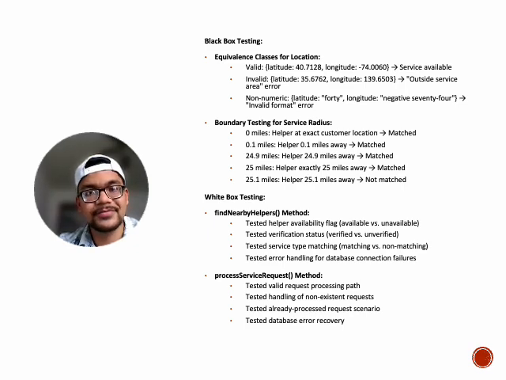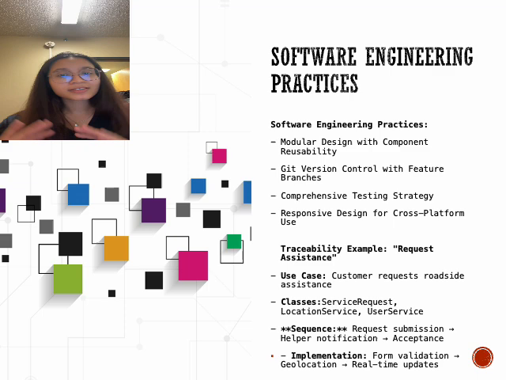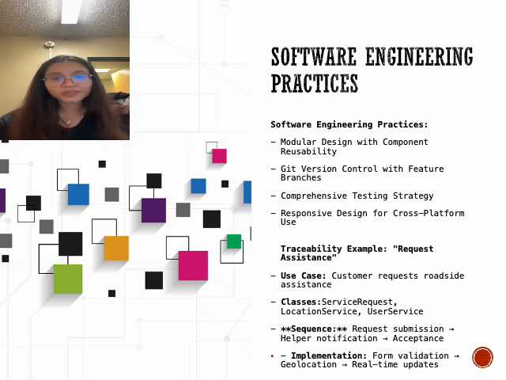Thank you. Now I'd like to talk about the software engineering practices. There are some good practices that we have learned throughout our class and implemented when we were making this app. The first would be modular design with component reusability. The second one would be Git version control with feature branches. Third, we also used a comprehensive testing strategy. And fourth is responsive design for cross-platform use.